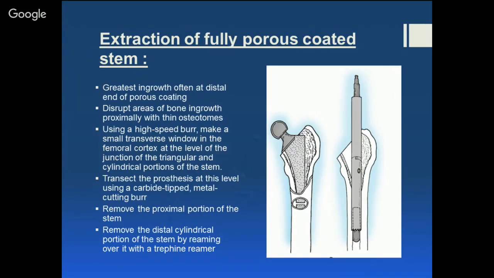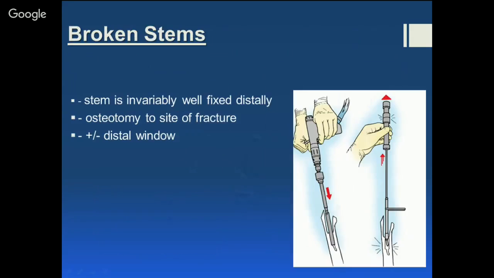So first we have to disrupt the bony ingrowth proximally with an osteotome. Then we make a window over here with a small bur. Then we transect the stem with a carbide tip metal cutting bur. Then we remove the proximal part, and the distal part is removed using a refined machine.